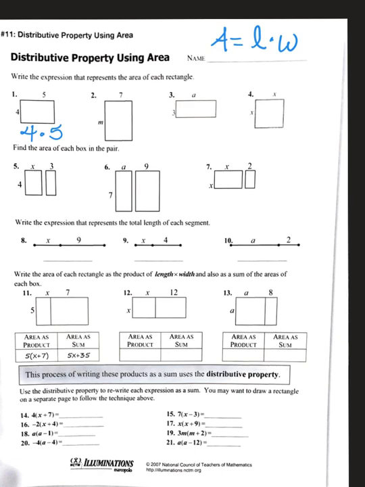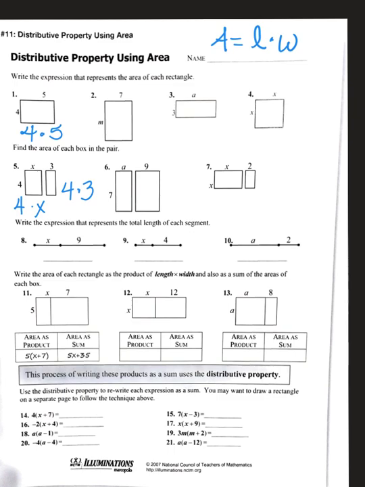Okay, next, find the area of each box in the pair. Okay, well, we see that both figures in number 5 have the same height. They're both 4. But the width on one is x and the other's 3. So find the area of each box in the pair. Well, the first box, we know it's length times width, would be 4 times x. And we know the area of the second box would be 4 times 3.